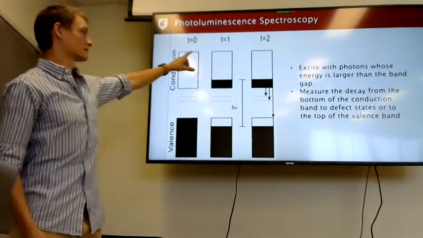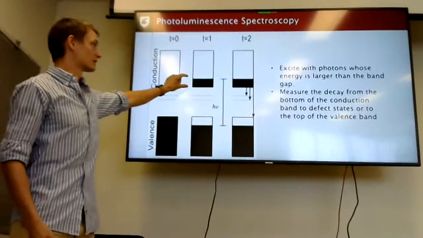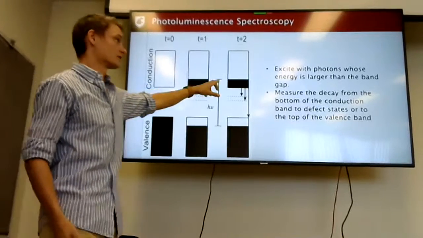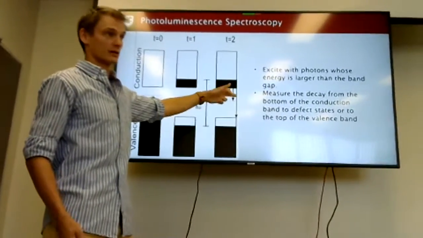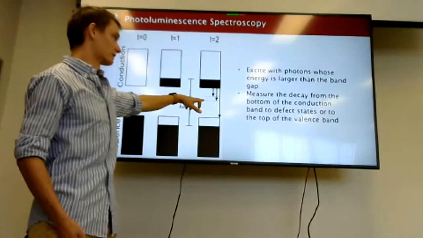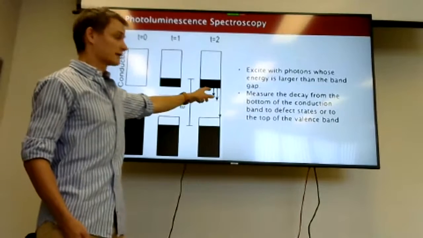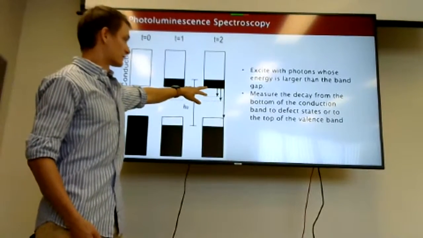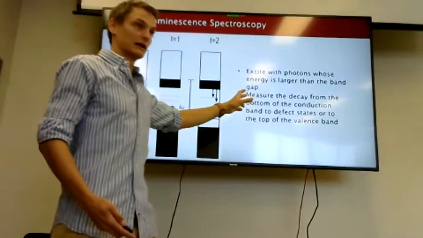So when we shine a laser at T=1, we promote a whole bunch of the states to the conduction band, and now they want to decay down. But again, energy and momentum are conserved, so they can only decay via phonon emission, or via photon emission from the bottom of the conduction band to either the defect states or the top of the valence band. And we measure that radiation that comes back, and we can learn the energy difference between this first defect and the second defect and the band gap of the material.